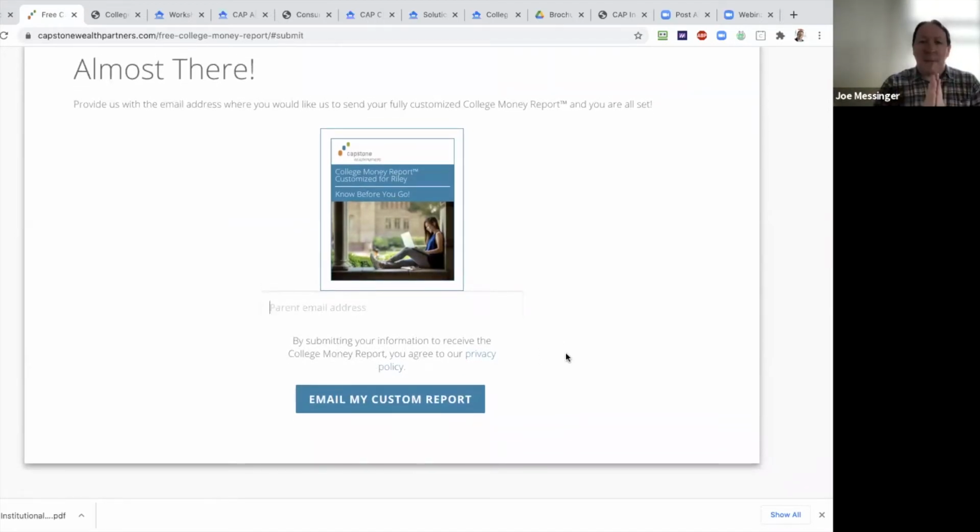So 2 things happen when that college money report is completed. The report goes instantaneously off to the client or prospect in this case. And then the advisor is alerted through email to say, hey, Riley's family has just completed their college money report.